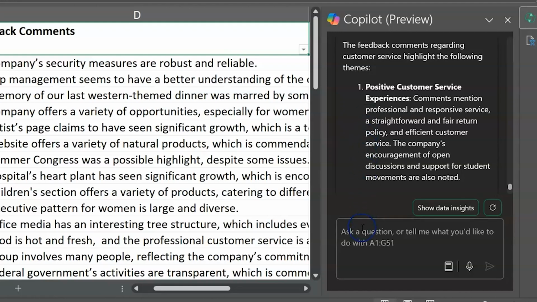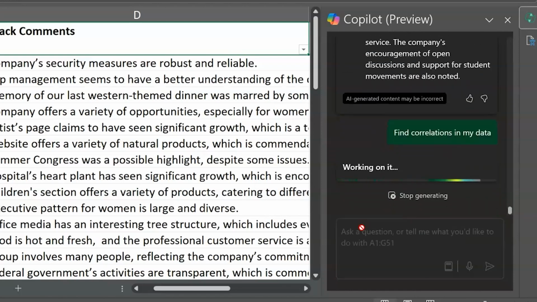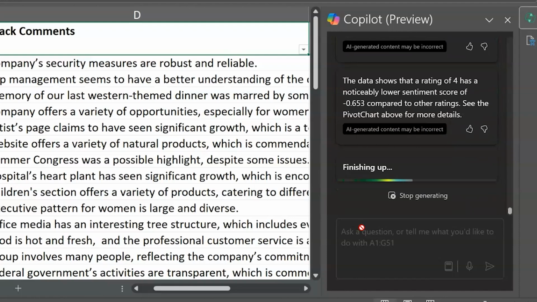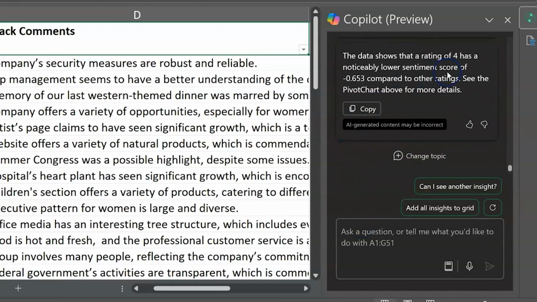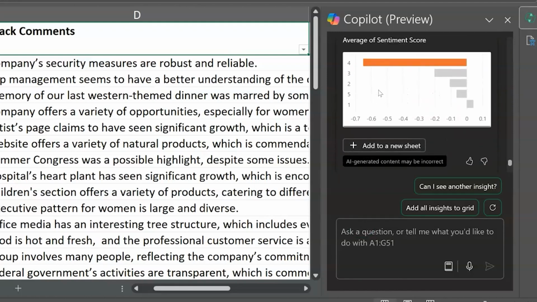Suppose we want to correlate customer ratings with specific keywords to see if there's a pattern. A good starting prompt might be: find correlations in my data. Copilot returns an initial response that serves as a good starting point, but it is a bit too general. It says the rating 4 has a lower average sentiment score. While this is an insight you would want to unpack, you can start with more specific prompts.